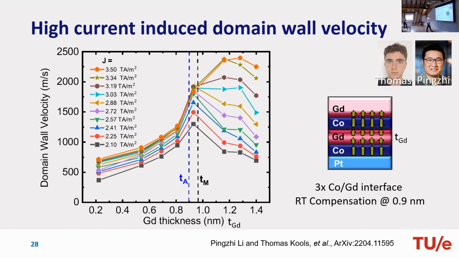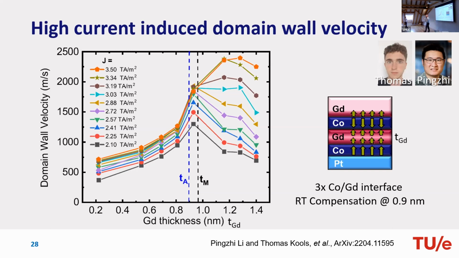The nice thing of that is, if you start with the domain wall velocity as a function of this middle gadolinium thickness, you can find that the domain wall velocity peaks, at least for low current densities, exactly where you expect it at the compensation temperature, or thickness in this case, it's also temperature, thickness of the gadolinium layer. If you start to push high currents into the system, so going up to 3.5 teraamps per square meter, you see that this maximum velocity, which is high, 2.5 kilometers per second, shifts to higher gadolinium thickness.